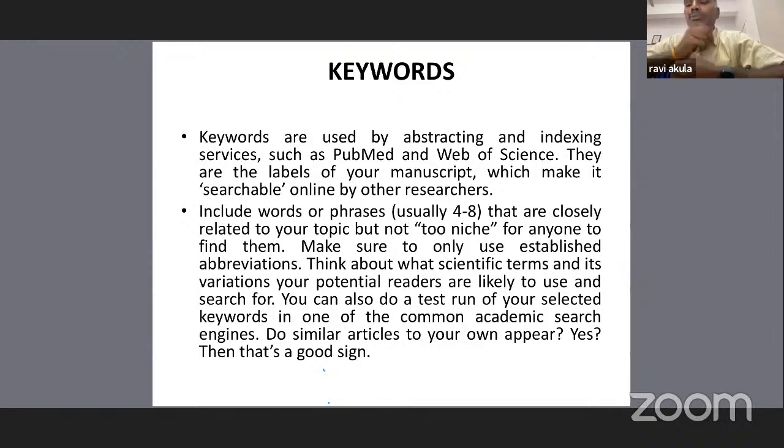Usually, they may be in number 4 to 8 that are closely related to our topic, but not too niche for anyone to find them. Make sure to only use established abbreviations. Think about what scientific terms and their variations your potential readers are likely to use and search for. You can also do a test run of your selected keywords in one of the common academic search engines. Do similar articles to your own appear? Yes, then that's a good sign.